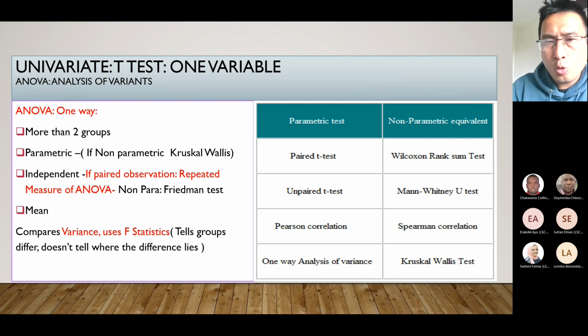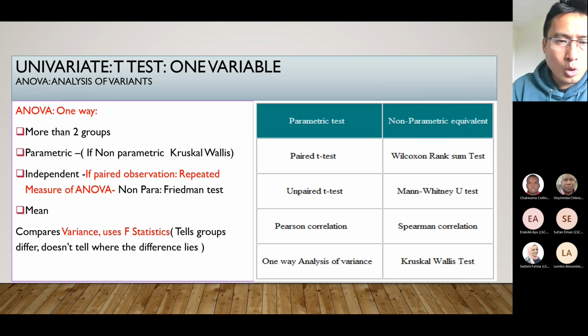If it is something to do with correlation, correlation is cause and effect. It's called Pearson. Remember, P is here, P is here. If you are comparing non-parametric, it becomes S. If you are comparing more than 2 groups, if you are dealing with variance, it's called one-way analysis of variance. The equivalent in non-parametric is called the Kruskal-Wallis test.